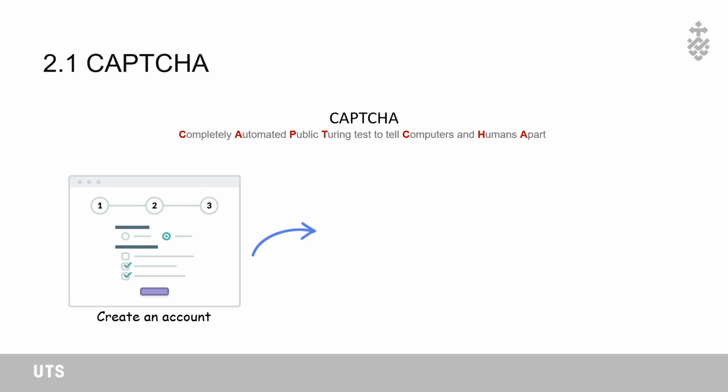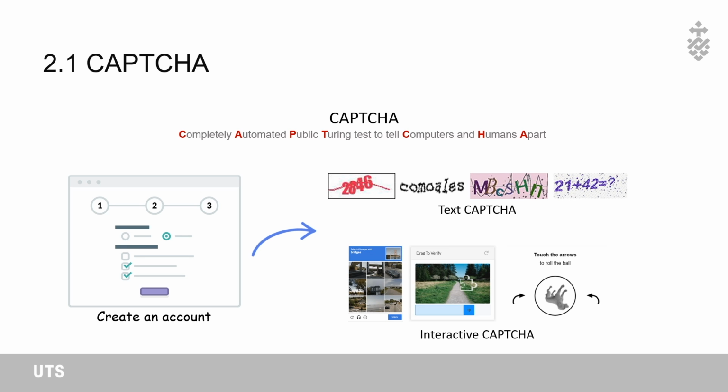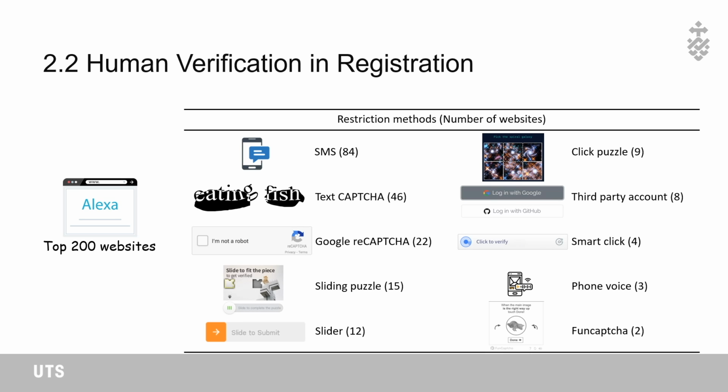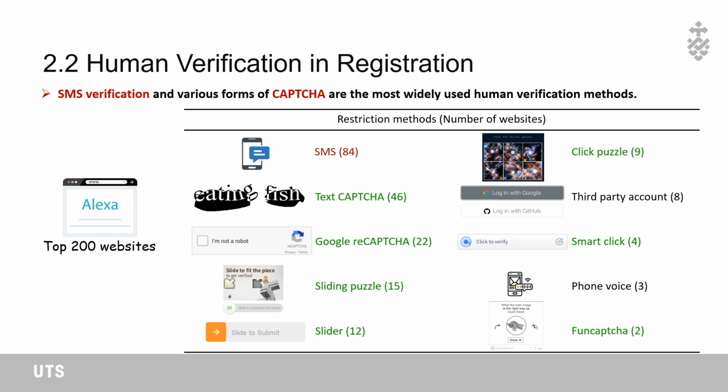Of course, website owners use many different methods to prevent bots. The most popular one is CAPTCHA. Every time we create a new account, we can see many kinds of CAPTCHA, such as text and interactive ones, which include different puzzles. To understand the ecosystem of registration bots, we conducted a preliminary study to understand the human verification used by websites. We manually analyzed the top 200 popular websites and identified the verification methods used. SMS verification and CAPTCHA are the most widely used.